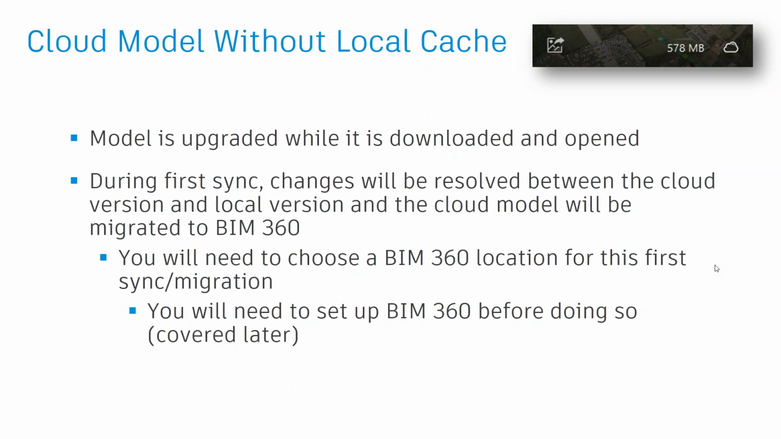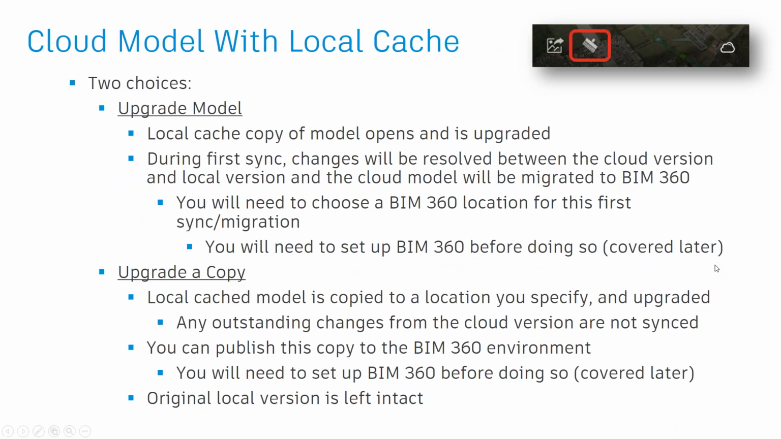By the way, the reason I have these images at the top, these are clues to tell you what kind of model you have. So rolling back a slide to cloud model with cache, you'll see this little broom icon next to it. And the broom icon is used to erase the local cache if at some point you'd ever want to. If you don't see this broom icon, there's no local cache.